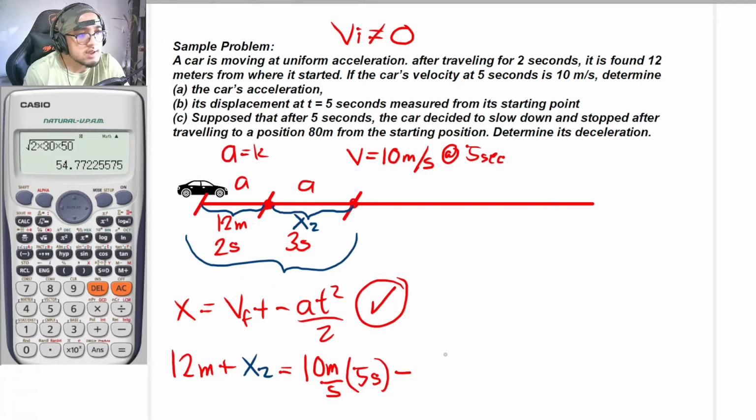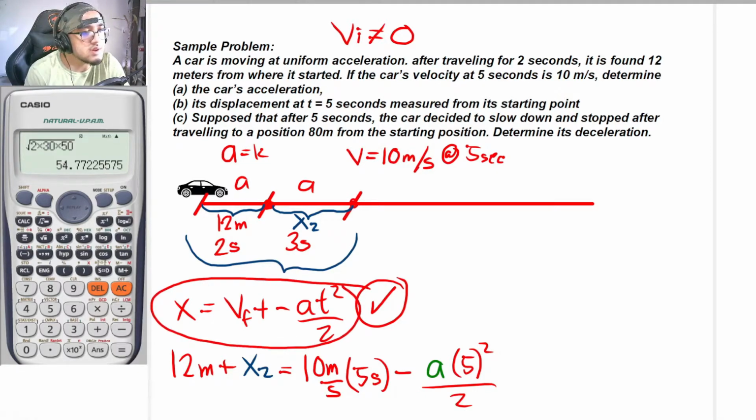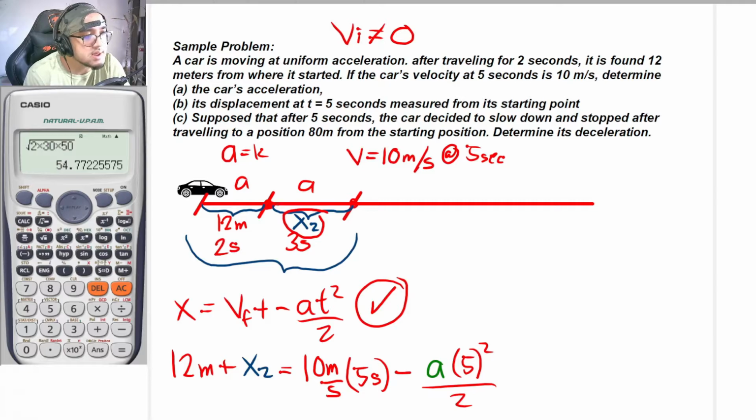minus acceleration. So actually that is going to be the one unknown. So acceleration times time squared, so 5 squared over 2. But as you can see, we have two unknowns. So we have a and we have x sub 2. So what is this distance here? So we can also make use of this particular equation just for us to get x sub 2.